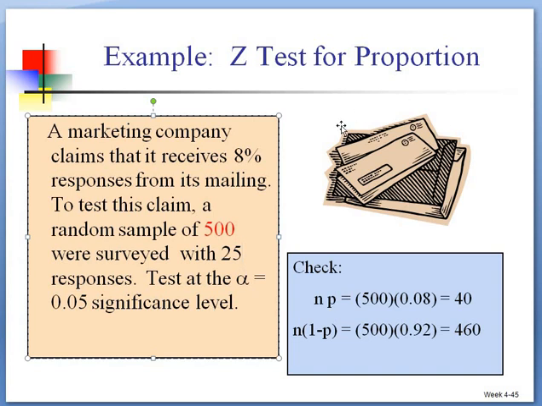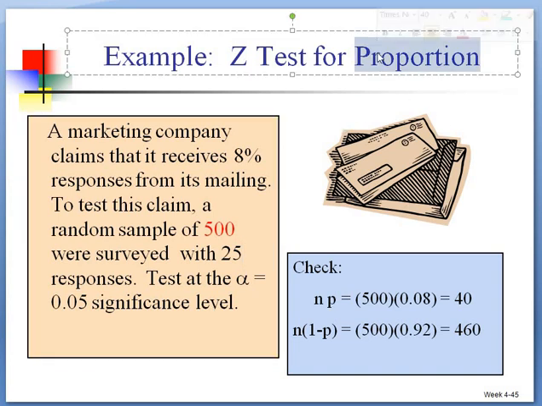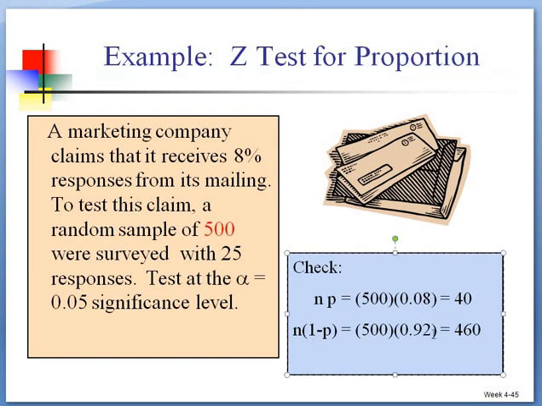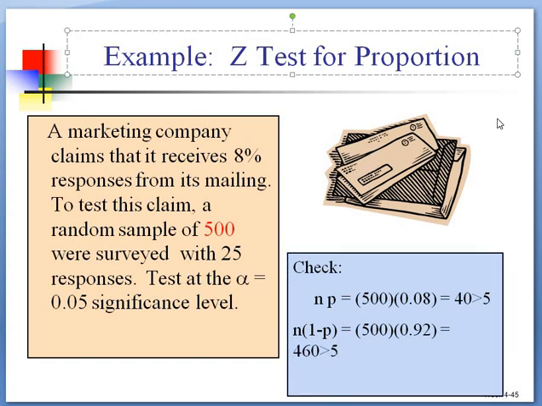So we want to check whether we can use the proportion formula or not. We use this: n multiplied by p, 500 multiplied by 0.08, we get 40. n multiplied by 1 minus p, we get 460, which is greater than 5. Therefore, we can use the proportion formula.